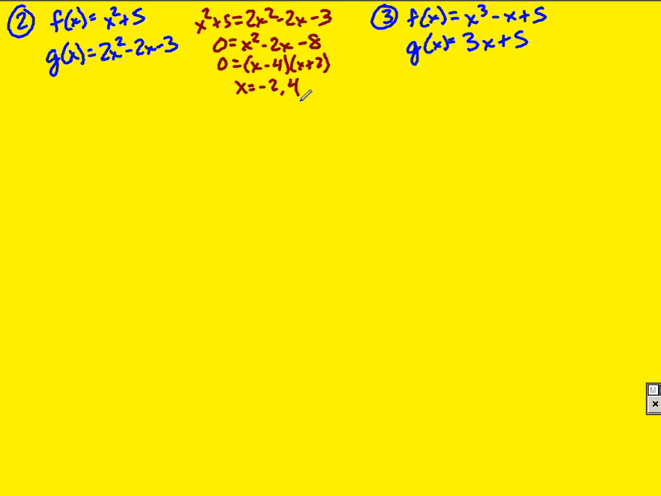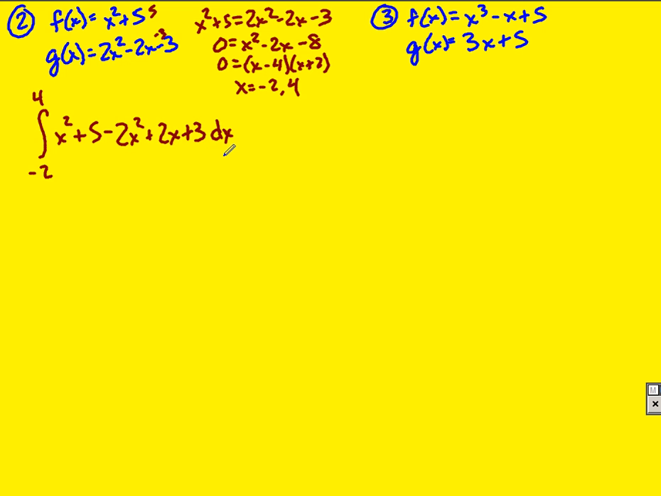So again, that means my limits of integration are from negative 2 to 4. For a number in between, there's lots of options. The easiest one to check would be 0. When I plug in 0, I'm going to get 5 here, and negative 3 here. So f of x is my top. So x squared plus 5, and I need to subtract this entire thing. So minus 2x squared, that'll make it a plus 2x, and a plus 3.